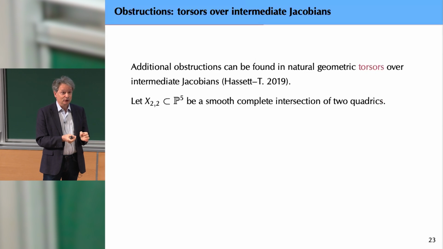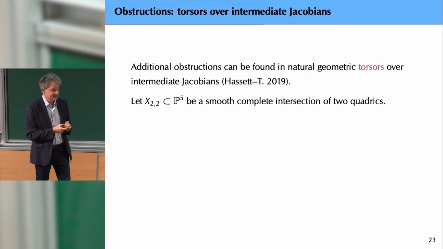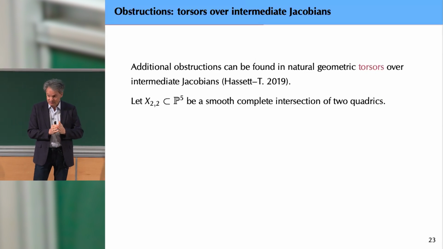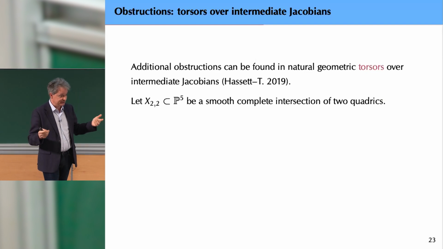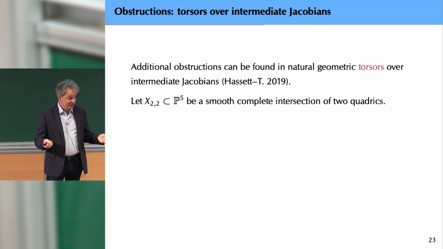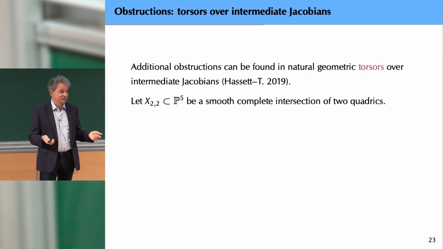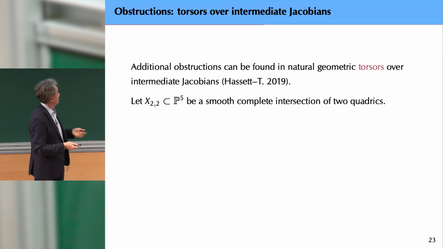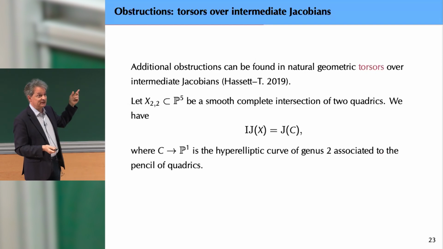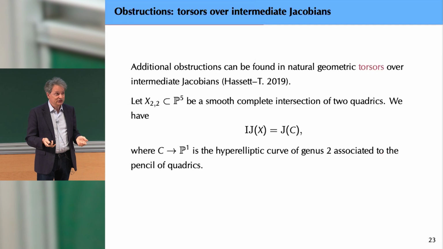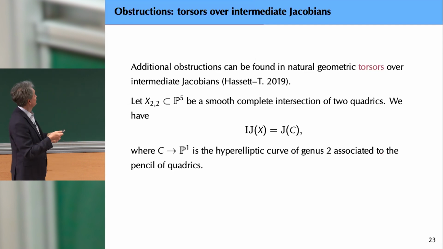Let's look at the following threefold: the intersection of two quadrics in P5. There is a natural pencil of quadrics associated with this. It's two quadrics, 6 degenerate fibers. So there's a genus 2 curve in the picture. And the intermediate Jacobian is the Jacobian of this genus 2, hyperelliptic curve.